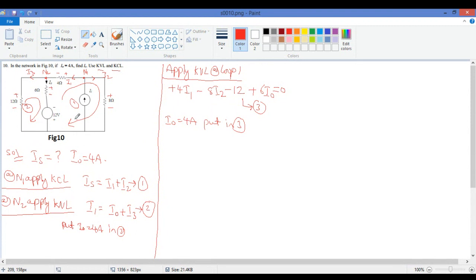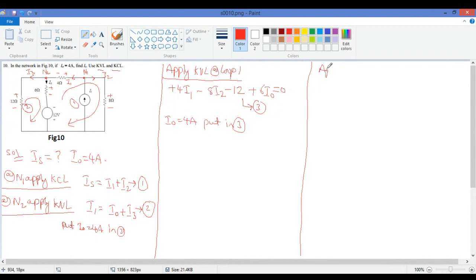So how do you solve it? You have to use KVL and KCL. Any ideas? Now we will do one thing. Let us solve like this. First, we will solve loop 2, because here we have all unknown terms. These are all unknown terms, so just leave it here. We will solve this first.